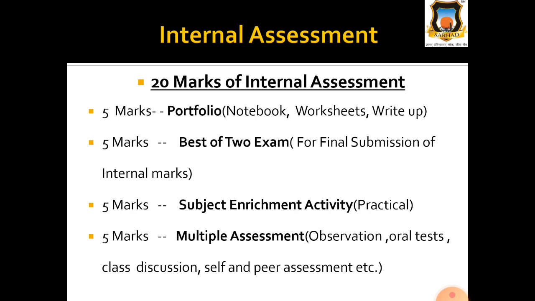Then 5 marks are there for the best of 2 exams for the final submission of the internal marks. So take all the exams seriously and do not miss a single exam. Then 5 marks are there for subject enrichment activity, that is the practicals. Till now we have not conducted any practical, but we are planning to conduct the practicals, so it carries 5 marks. Then 5 marks are there for the multiple assessment, in that we are going to consider the observation, oral test, class discussion, self and peer assessment.